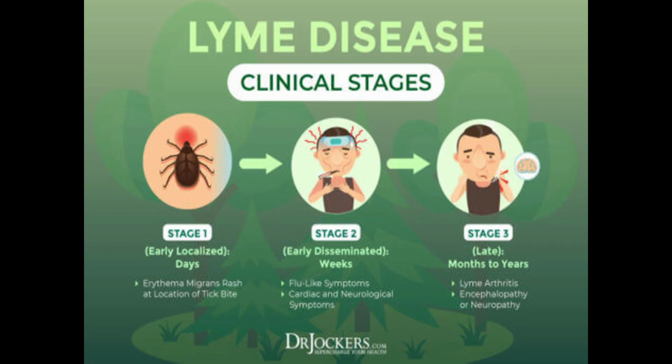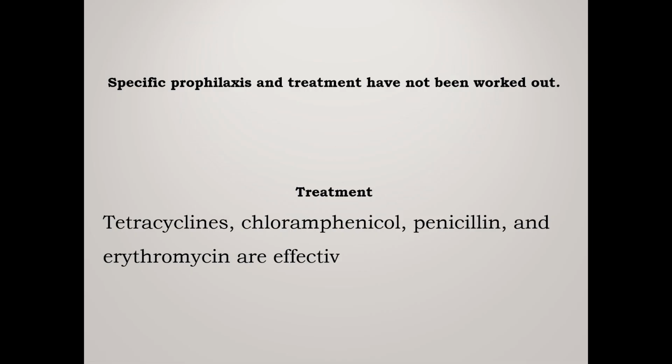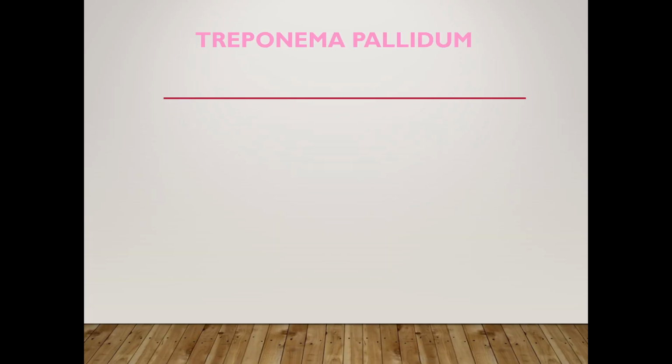On this slide you can see the clinical stages: early localized, migratory erythema, common flu symptoms, and arthritis and other specific clinical symptoms. Specific prophylaxis and treatment have not been worked out. For treatment, tetracycline, chloramphenicol, penicillin, and erythromycin are effective.